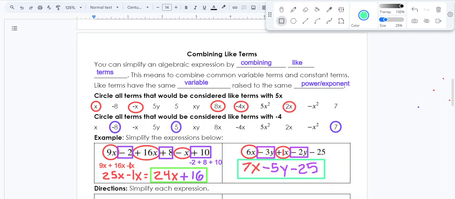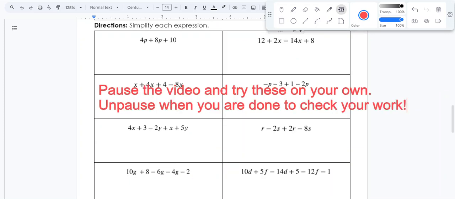Okay? All right, so go ahead and pause the video again. Try these ones down here on your own. Remember, combine like terms, they have to have the same variable raised to the same exponent or power. All right? You can't combine d's with f's or x's with y's. You can only combine x's together, and you can only combine y's together, things like that, right? All right, so go ahead and combine the like terms, pause the video, try these on your own, unpause it when you're done to check your work.